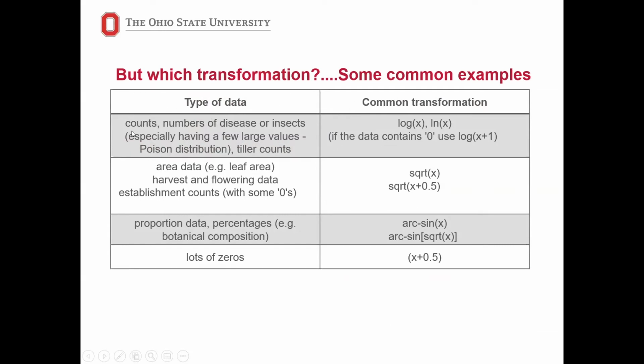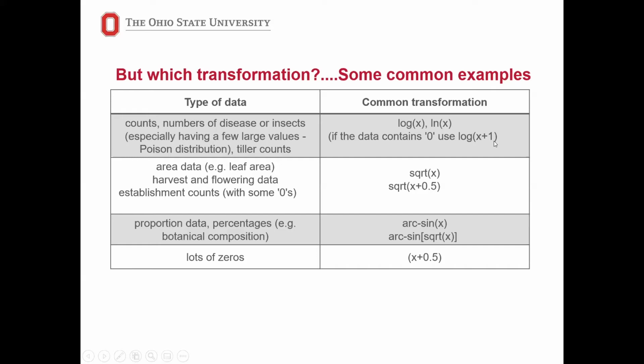So if we have counts, numbers of disease or insects, especially cases when we have a small number of very large values or possibly even a Poisson distribution, counts. Common transformations tend to be log x or the natural log of x. If our data contains a lot of zeros, we cannot take the log or natural log of 0, so we can take the log of x plus 1, which will allow the transformation to be calculated.